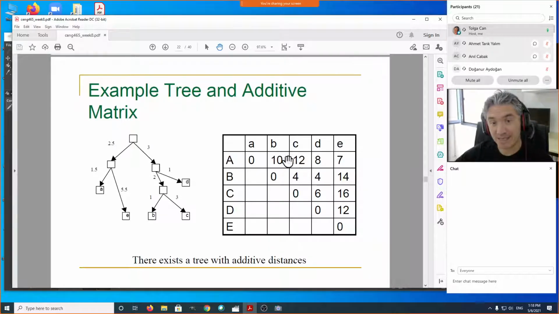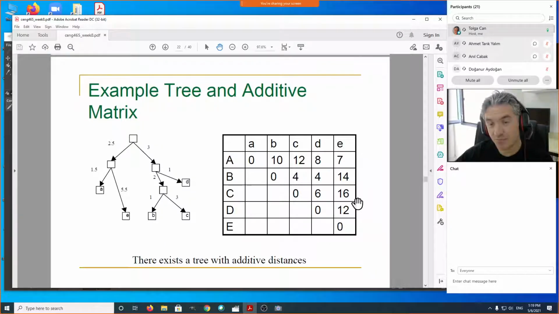For example, ABC, ABD, ABE, BCD, BCE, all triplets. You have to look at them and see the distances, add them up, see whether it's really larger than the individual distance here. Okay, so the triangular inequality holds in this case.